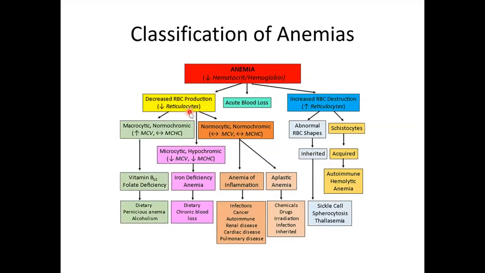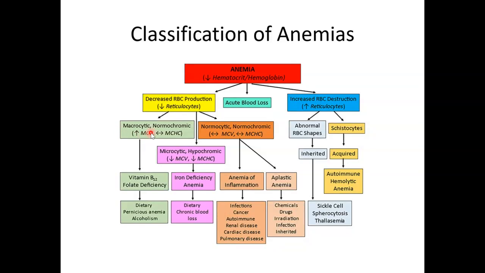So let's just go back over here. Decreased RBC production, macrocytic, normal chromic. The MCV is high. It's a big cell, so a big volume. Macrocytic, MCV is high. Normal chromic, the MCH is normal. It's in the normal range.